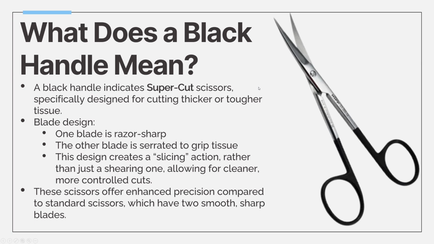And so now we're going to look at scissors with black handles. Black handles mean supercut scissors, and they're used for thicker and tougher tissue. The blade design has one razor sharp blade and another serrated blade for grip. So it creates a slicing action, which creates cleaner and more controlled cuts. These kinds of handles offer better precision than standard smooth blade scissors, right?